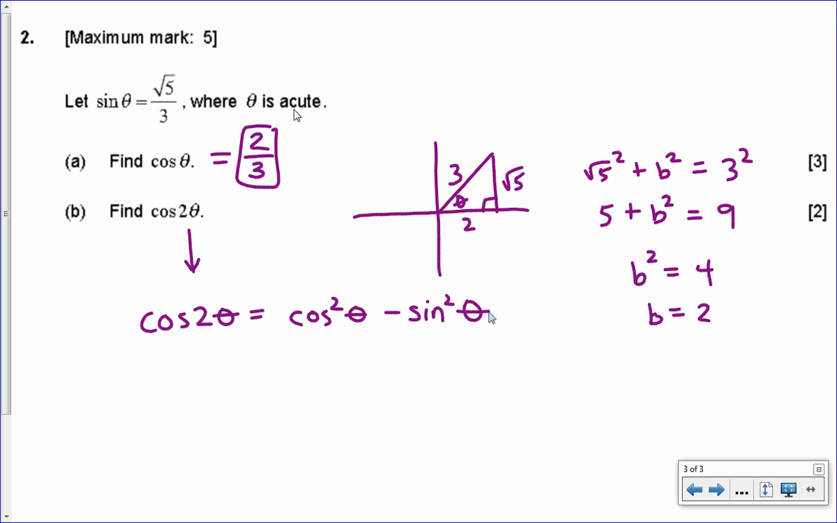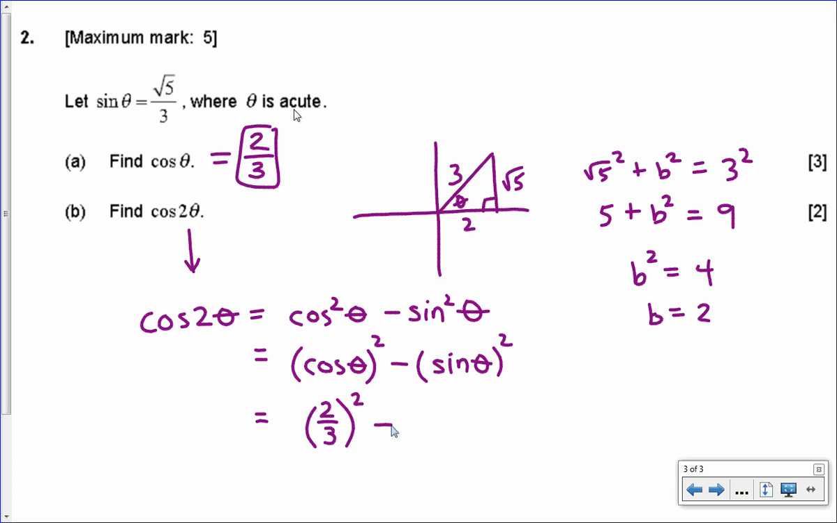And you might think you don't have enough information to evaluate these either, but you need to appreciate that cosine squared theta actually means cosine theta, whatever that quantity is, squared. They just put the squared inside so that it doesn't look like the theta is being squared. In fact, it is the cosine of theta that's being squared. And this means the sine of theta quantity squared. And in this case, I have the cosine of theta. I just found it. And you would get follow-through points here for using any answer from part A that you had, as long as you used it correctly in this formula.